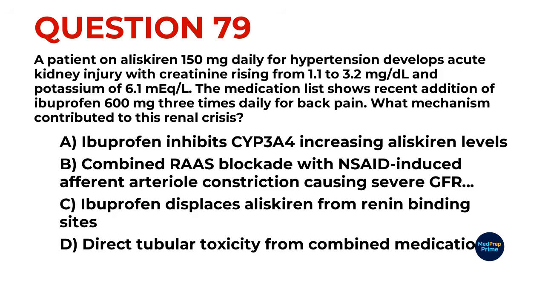Option A. Ibuprofen inhibits CYP3A4, increasing aliskiren levels. Option B. Combined RAAS blockade with NSAID-induced afferent arterial constriction, causing severe GFR reduction. Option C. Ibuprofen displaces aliskiren from renin binding sites. Option D. Direct tubular toxicity from combined medications.